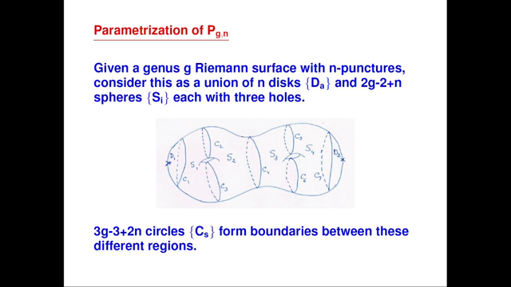Now I will not do this counting, but one can do a simple counting to show that when you do this division like this, the number of disks is n, which is not surprising. There are n punctures and around each puncture you are cutting out a disk, but one can also show that the number of spheres is 2g minus 2 plus n, and the number of circles that you will get is 3g minus 3 plus 2n. So for genus 2 and n equal to 2, which is the case that is relevant here, this number is 4, we indeed have 4 spheres, and this number is 7, we have 7 circles as you can see from here.